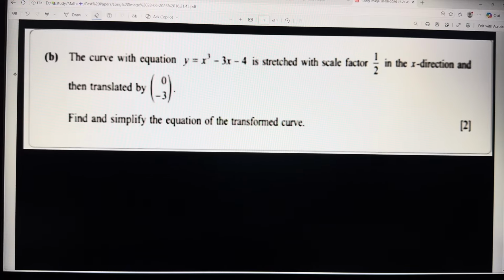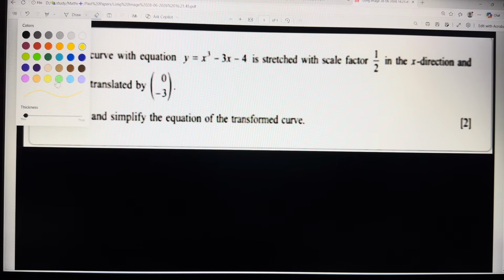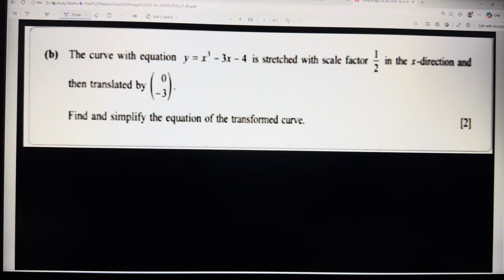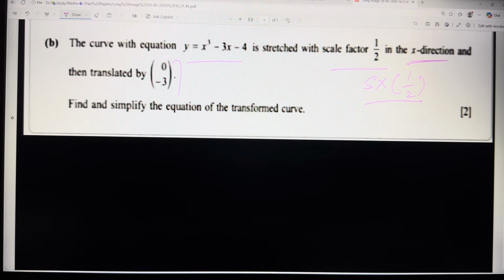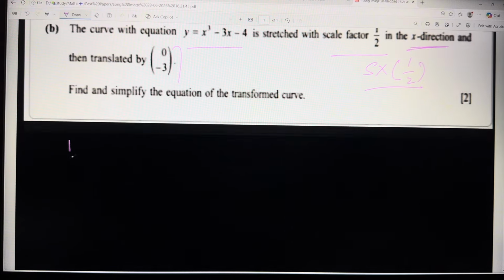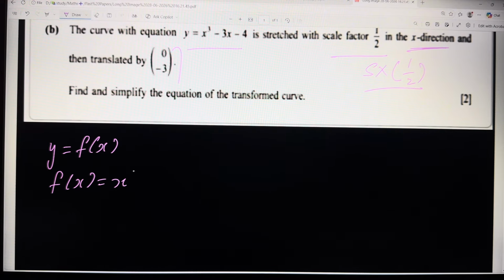Right, question 2 part B. We have the curve equation. This is stretched with a scale factor 1/2 in the x direction. So stretch in the x direction, factor 1/2, we write it in short form, and it is then translated by (0, -3). Find and simplify the equation of the transformed curve. First we will write y is equal to f(x), so we can say f(x) is equal to x cubed minus 3x minus 4.